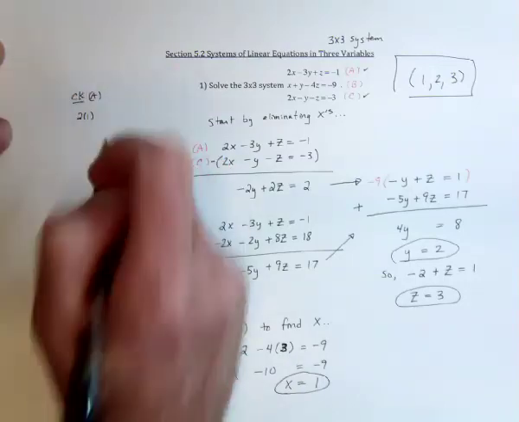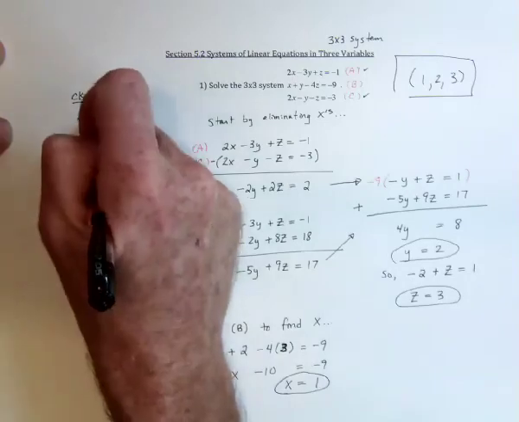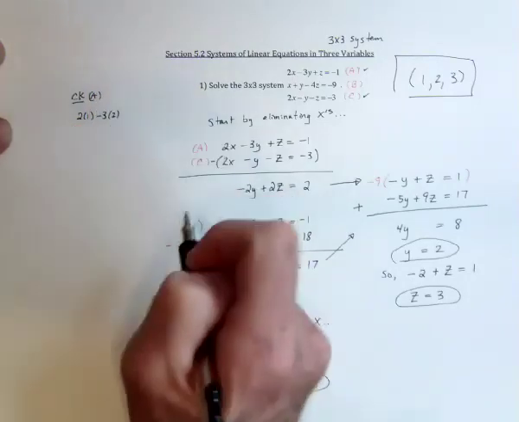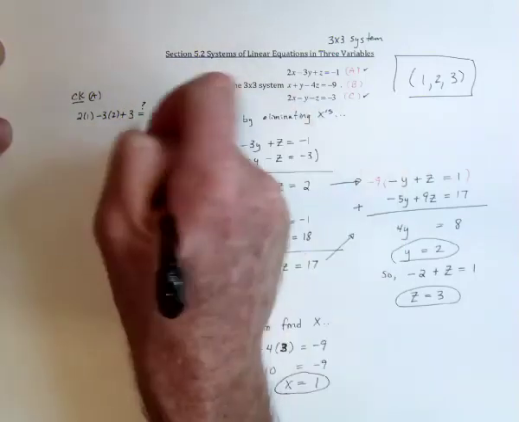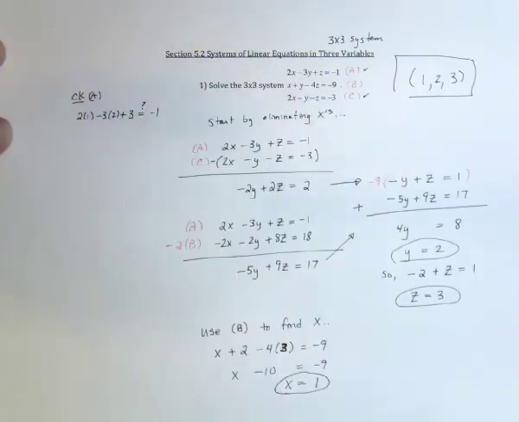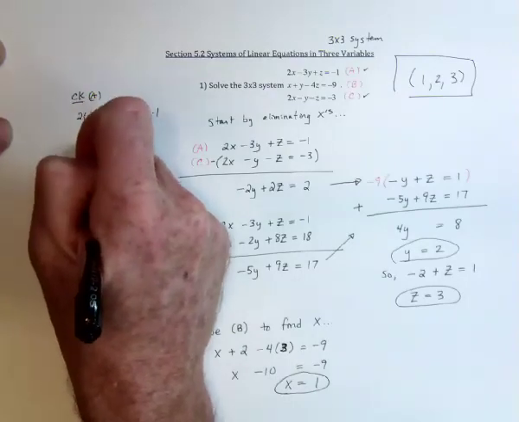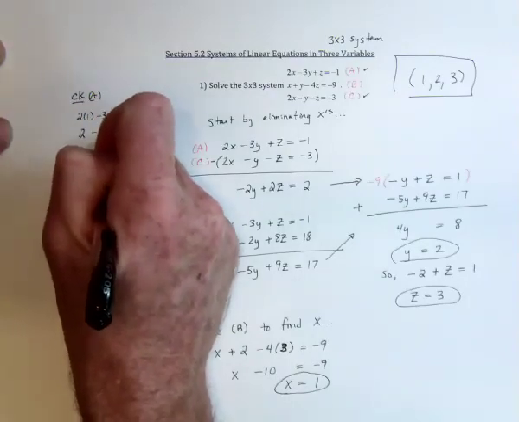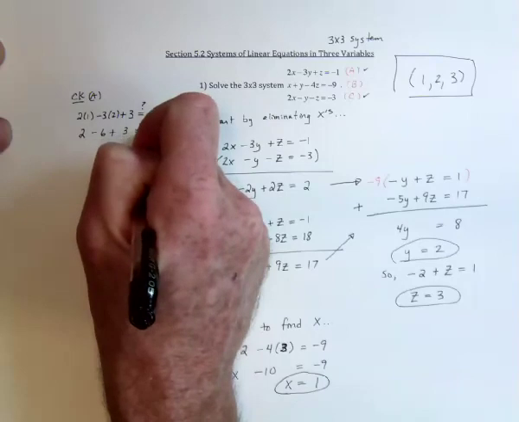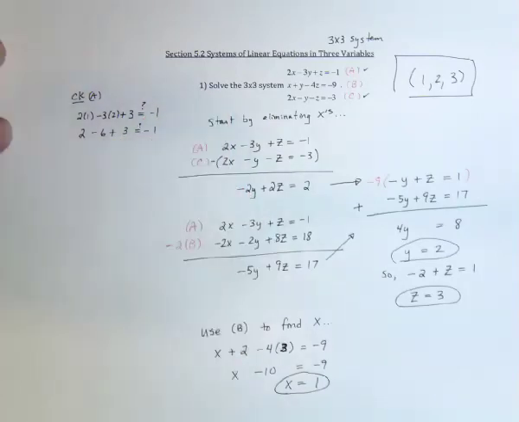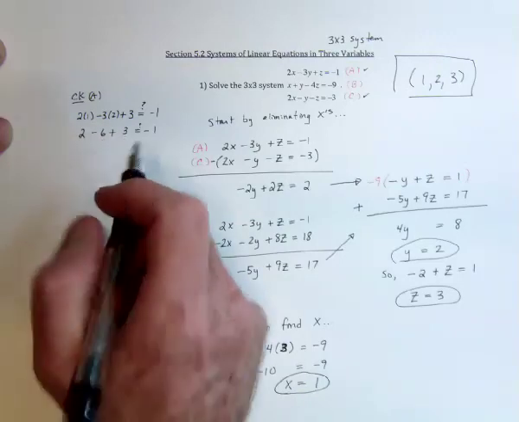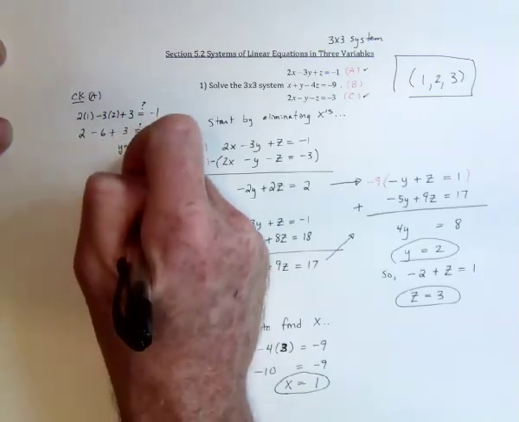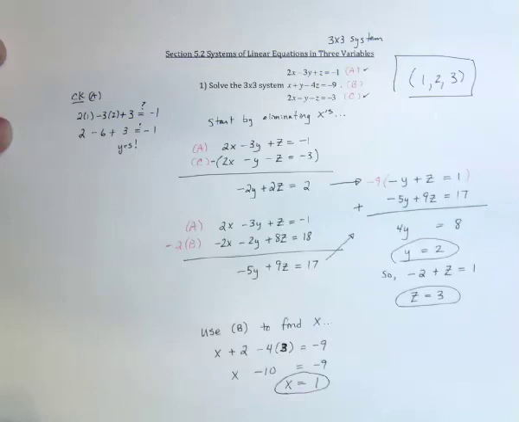So 2 times 1 minus 3 times 2 plus the z value of 3. Does that equal a negative 1? So this is going to be 2 minus 6 plus 3. Does that equal negative 1? Well, that's going to be a positive 5 and a negative 6, and so the answer is yes, it works. A negative 6 and a positive 5 does equal negative 1.